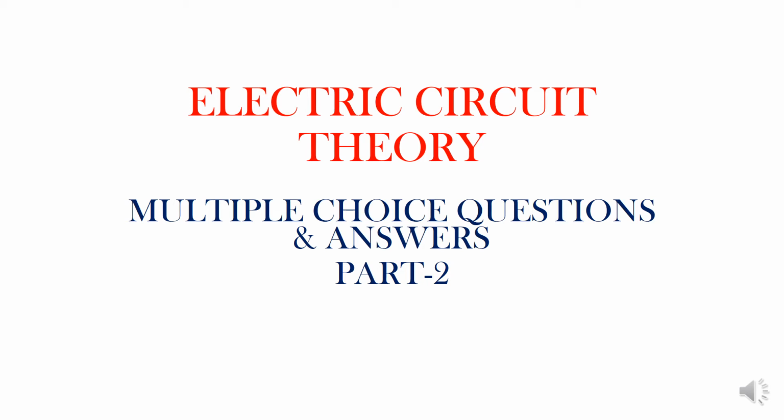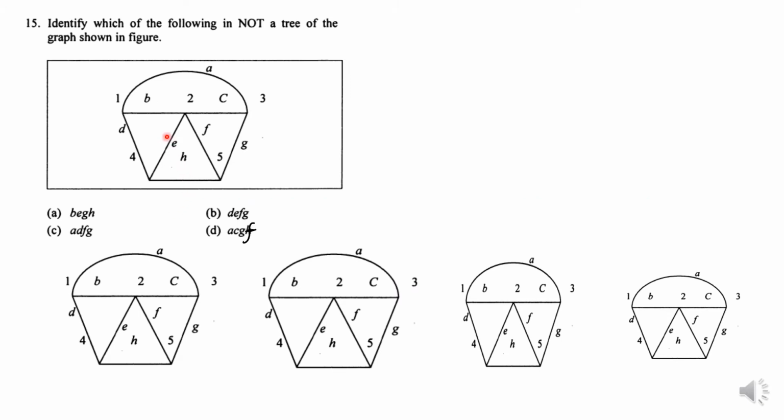Hi all, in this video I am going to explain multiple choice questions in electric circuit theory. Problem number 1. Identify which of the following is not a tree of the graph shown in figure. First, what is a tree? A tree consists of all nodes but no closed path.